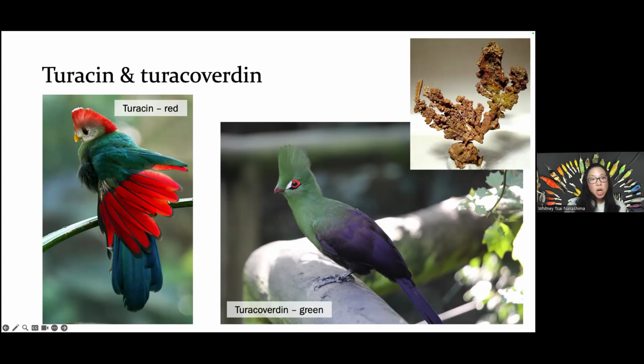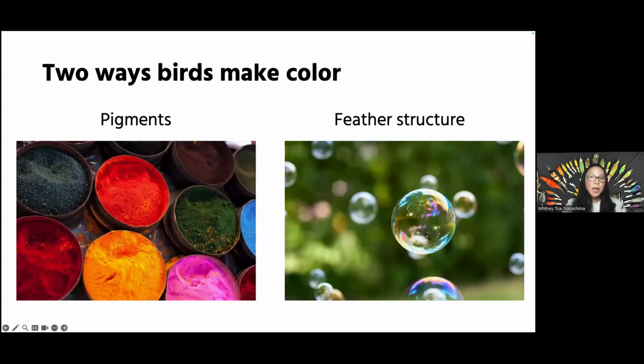And as far as we know, turacoverdin is the only green pigment that we know to be found in bird feathers. Another way that birds make color is through what we call feather structure.